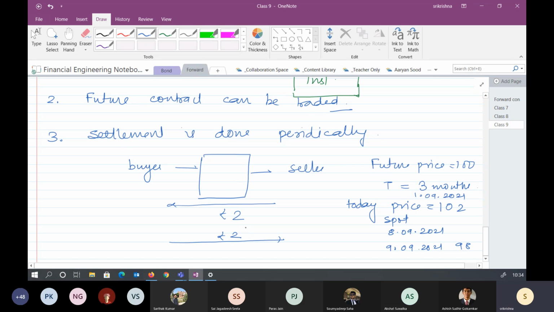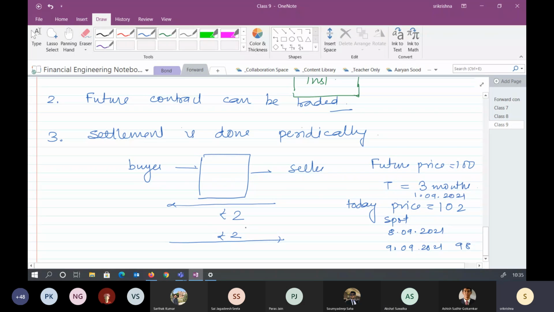Similarly, if the price has decreased to 98, the buyer can buy at 98, correct? And the seller can also sell at 98. But the seller has agreed to sell at 100, so there is a 2 rupees loss from the seller's side. So who will compensate that? The buyer will give that 2 rupees to the seller. So it is being settled.